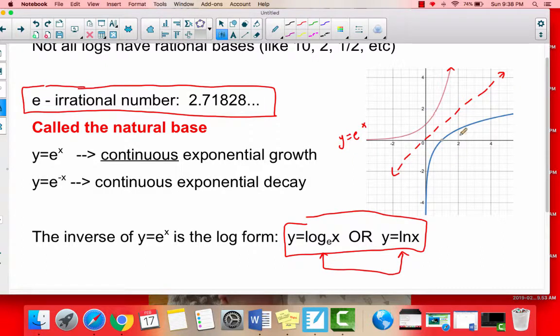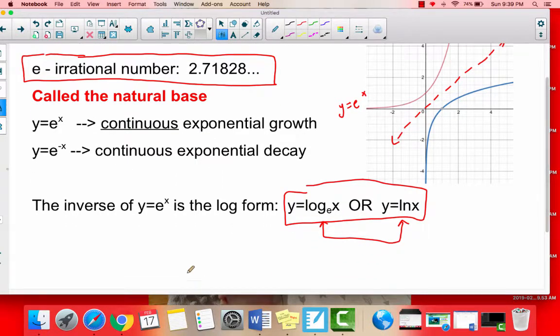Okay, so notice they have very similar properties. They have similar trends. They're just reflected over that line. So y equals e to the x and log base e of x are inverses of each other. And the way we will typically write this is the ln of x. So if you ever see that ln of x, that just means log base e. Make sure you know what that ln means.